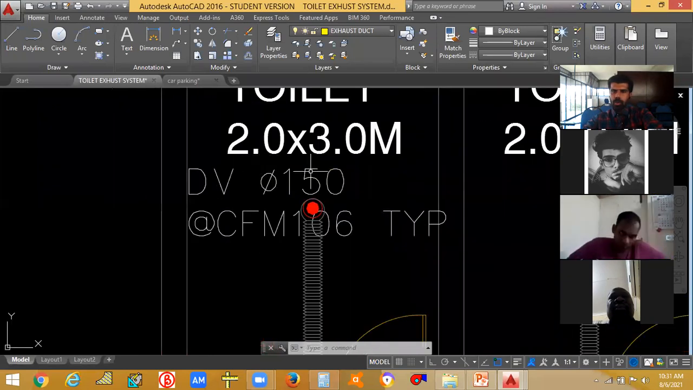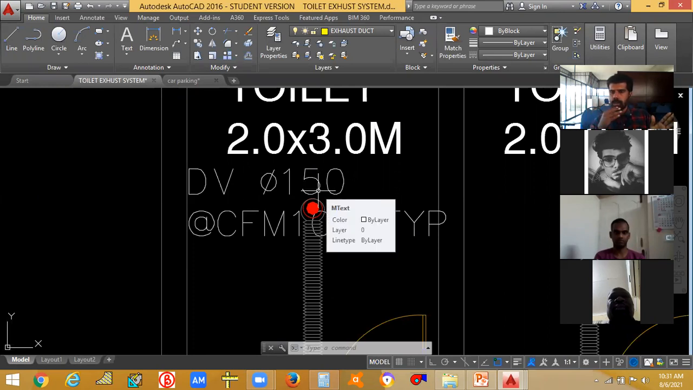And to get the disc valve size of 150, you need to go to the catalog. In the catalog, different diameters of the disc valve will be given: 100, 150, 200, 250 like that. The disc valve dimensions will be given. That is the normal range of disc valve.